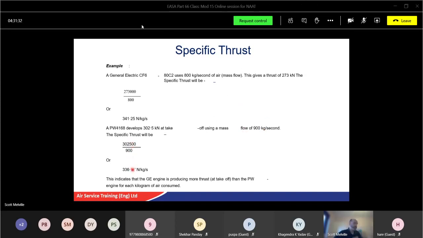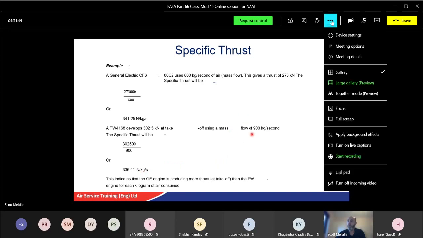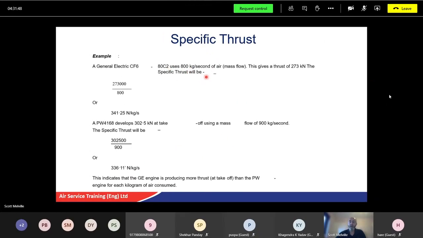So dividing that, you can actually see that although there's a bigger kilonewtons of specific thrust, the actual overall thrust is actually less, purely because of the mass flow. Okay. So this one basically says it can go a slow rate of mass flow, but actually produce more thrust. So it just gives you a little indication there.